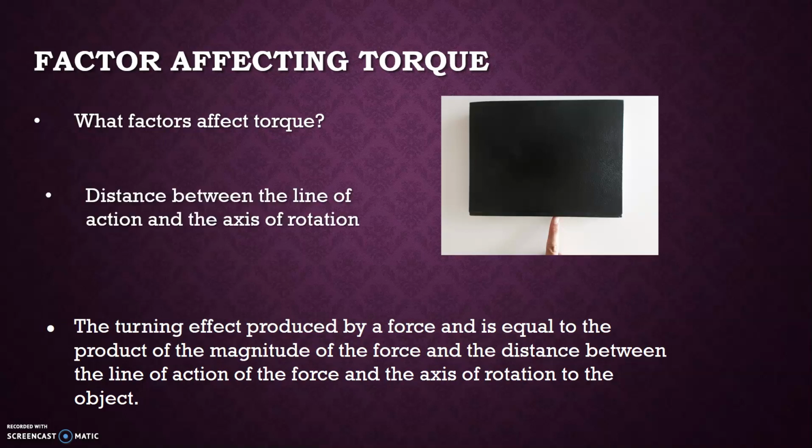twisted. That's because the distance between the line of action and the axis of rotation is going to affect how much it twists. So will the size of the force. If you pushed it a little bit, it shouldn't have done anything. Pushed it hard, and it should have twisted a lot. The turning effect is produced by a force and is equal to the product of the magnitude of that force and the distance of that force from the axis of rotation.